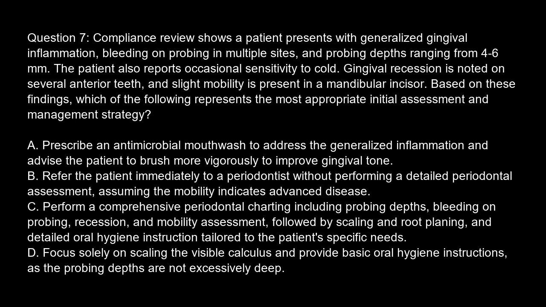Option A. Prescribe an antimicrobial mouthwash to address the generalized inflammation and advise the patient to brush more vigorously to improve gingival tone. Option B. Refer the patient immediately to a periodontist without performing a detailed periodontal assessment, assuming the mobility indicates advanced disease. Option C. Perform a comprehensive periodontal charting including probing depths, bleeding on probing, recession, and mobility assessment, followed by scaling and root planing, and detailed oral hygiene instruction tailored to the patient's specific needs. Option D. Focus solely on scaling the visible calculus and provide basic oral hygiene instructions, as the probing depths are not excessively deep.